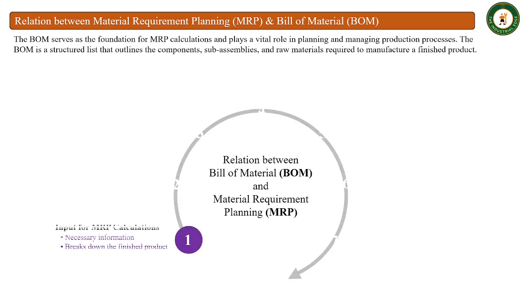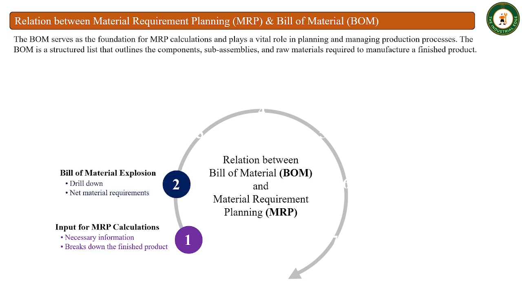So the first point is input for MRP calculation. The BOM provides the necessary information for MRP to calculate material requirement. It breaks down the finished product into constituent parts, allowing MRP to determine the quantities and timing of materials needed to fulfill production schedule.